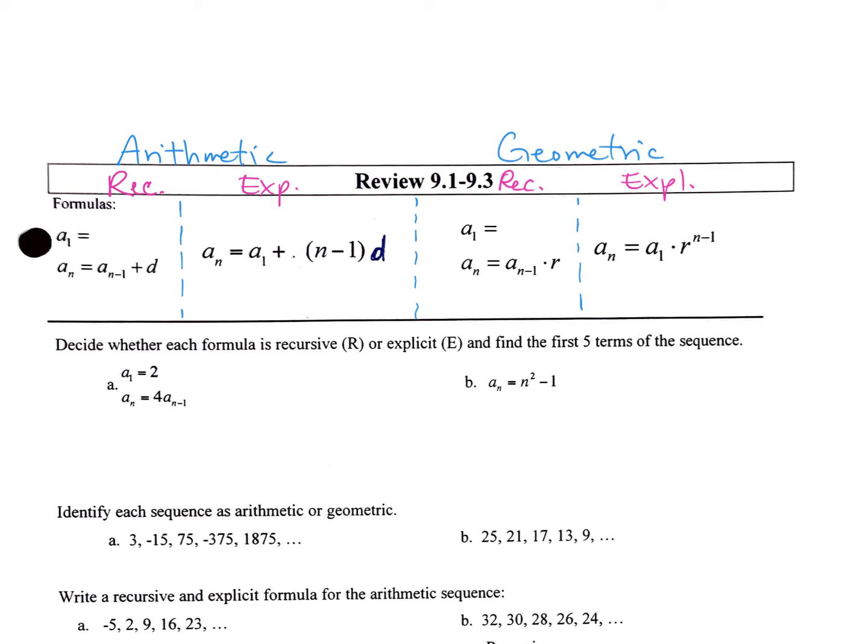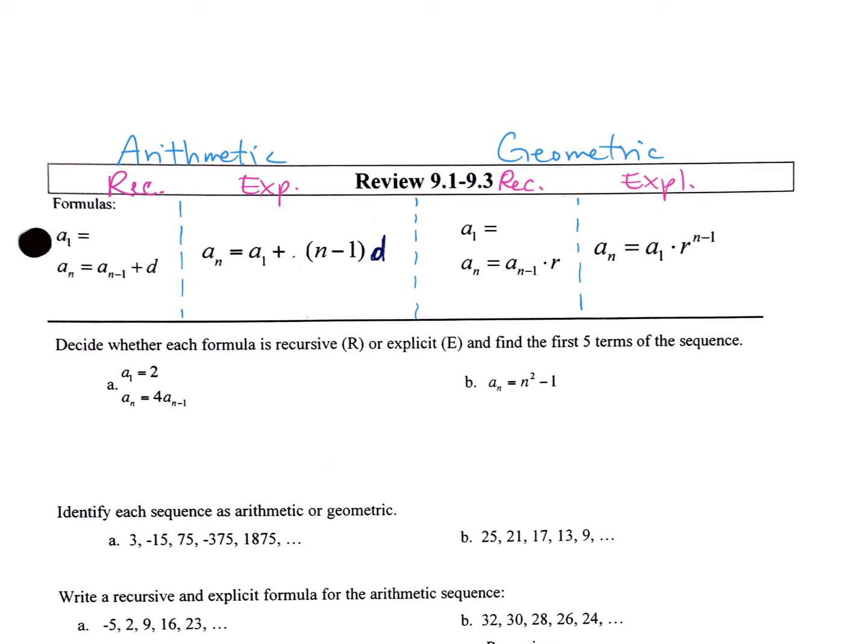So try to keep those straight, what is what, but I'm not gonna try to mess you up and switch the order. They will be in that order for you, looking just like that. Those are your formulas. Okay, you ready? Let's chat. So this first one says decide whether each formula is recursive or explicit. So just R or E, you're just gonna circle those on the test, an R or an E on the quiz, and find the first 5 terms.